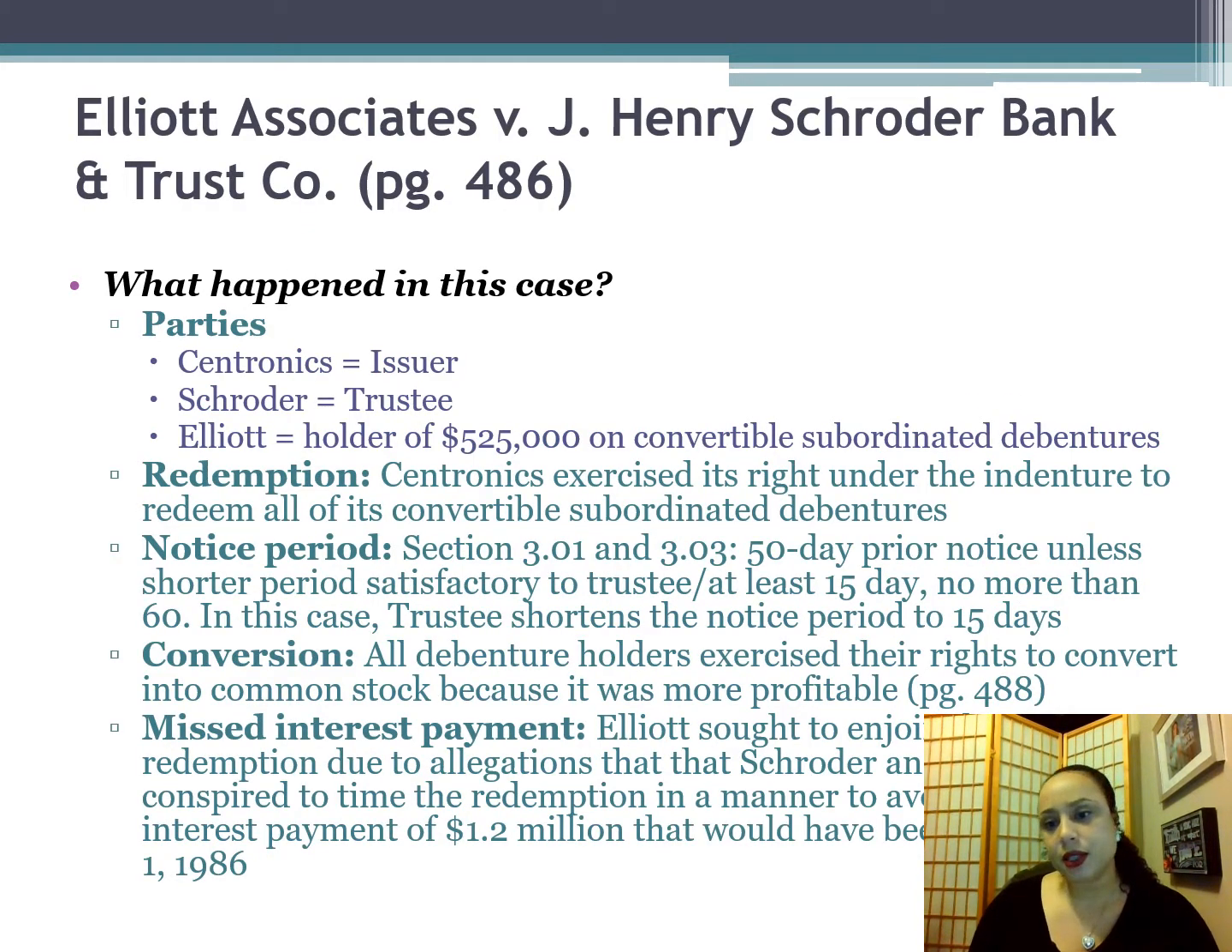And so that brings us to one of our first cases, Elliott Associates versus J. Henry Schroeder Bank and Trust Company, which is on page 486. And so in this case, we had our three parties, and I thought it was helpful for these cases to actually go through who these various parties are. We have the issuer. The issuer is a company called Centronics. Our trustee is Schroeder. And as you saw in the cases, these trustees can be an investment bank.